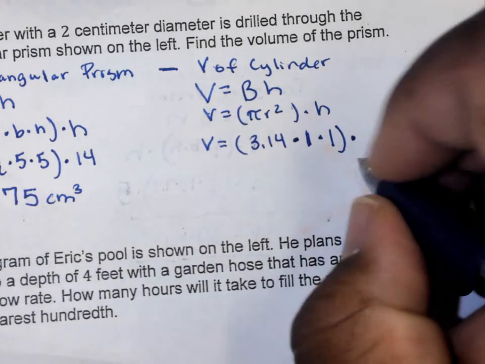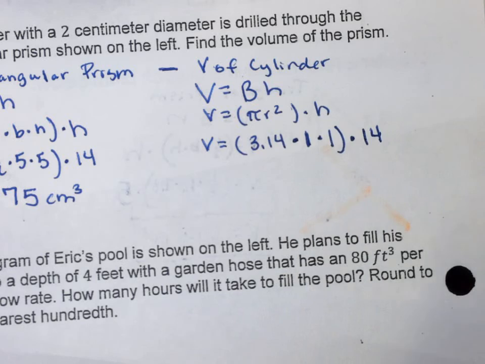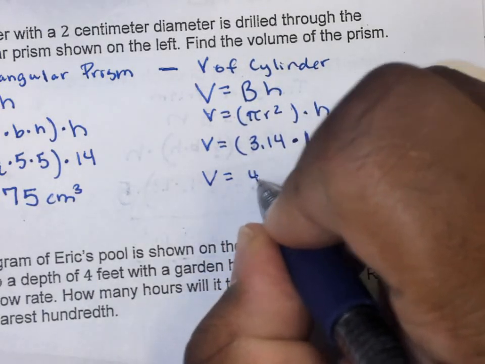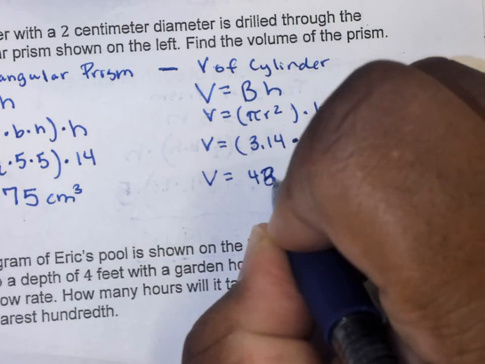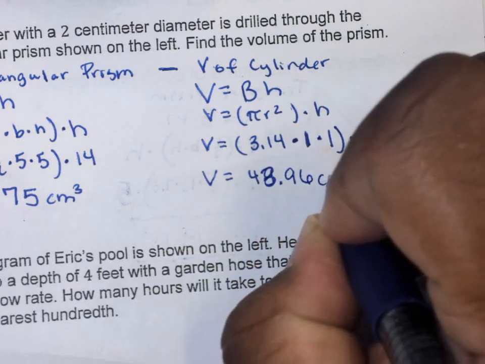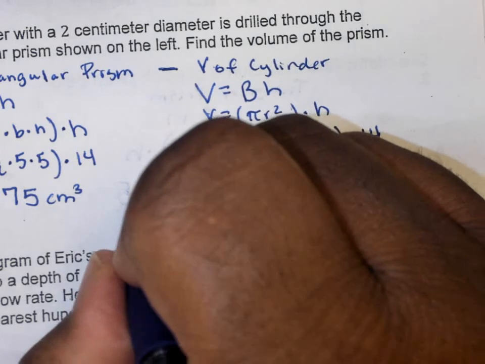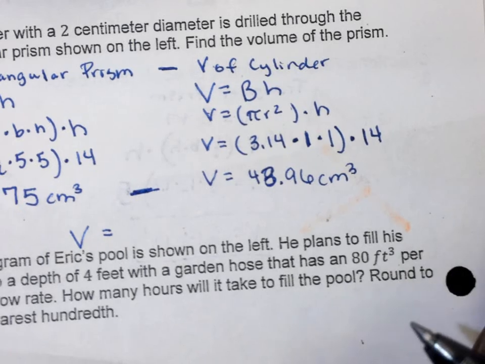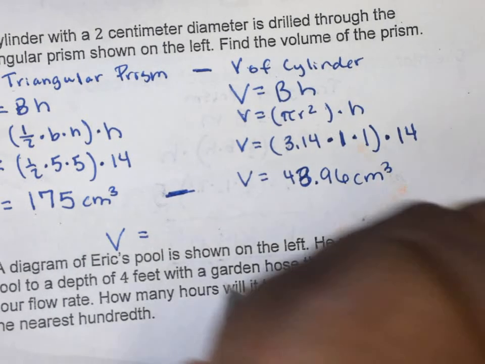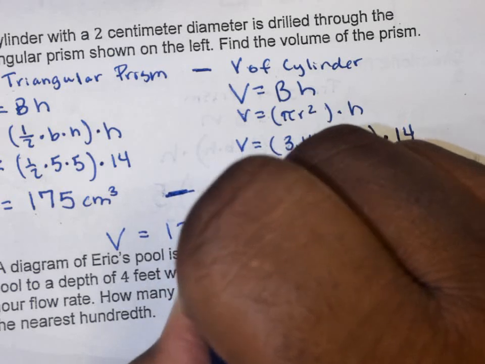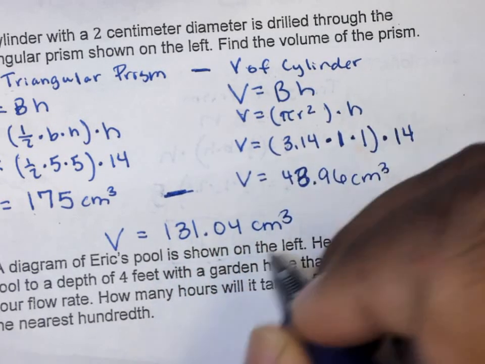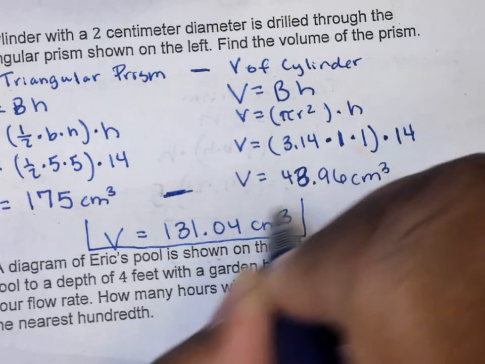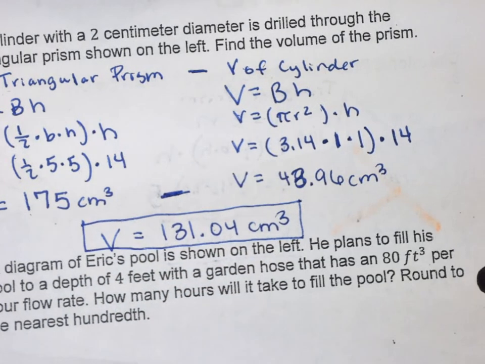What's the height? 14 is the height of my cylinder too. 43.96. That's centimeters cubed. So at that point, that's when I need to do some of my subtraction to figure out the volume with that hole missing. 131.04. This is centimeters cubed. This would be the triangular prism missing the cylindrical hole.